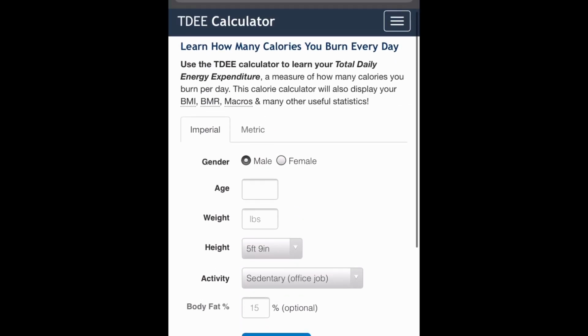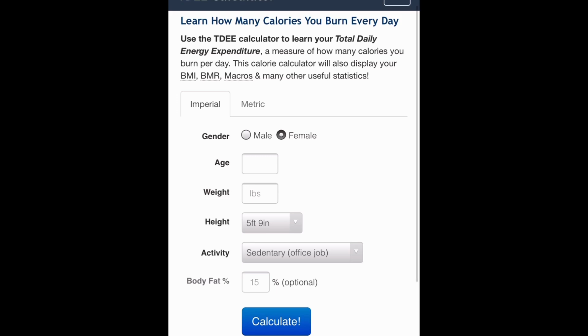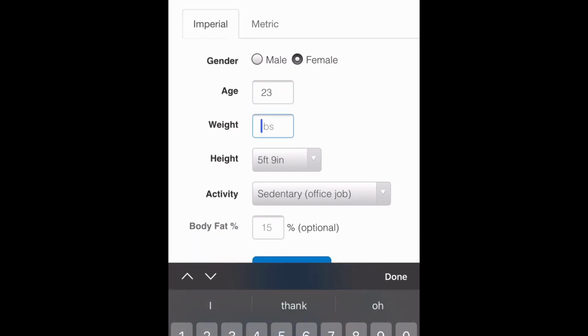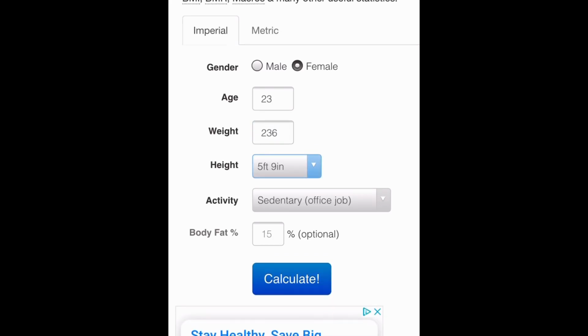For the sake of this video, I'm gonna go ahead and type in the information that I used whenever I first started doing intermittent fasting. Put in the weight that you are, your height, and your activity level. At the time that I started intermittent fasting, I was sedentary. Go ahead and push calculate and it will give you your maintenance calories for the day.